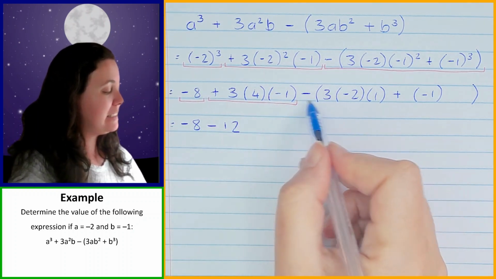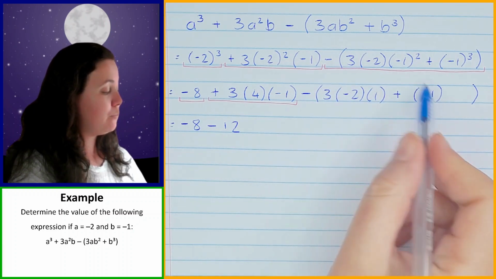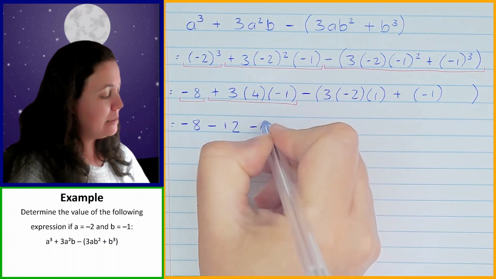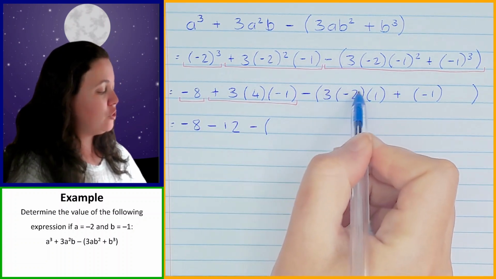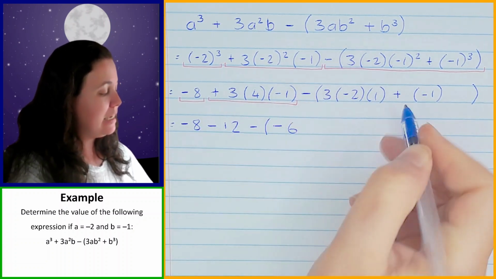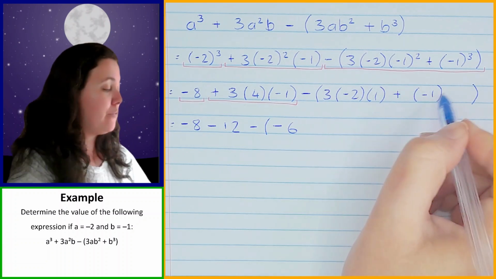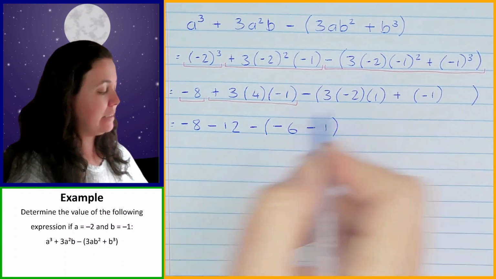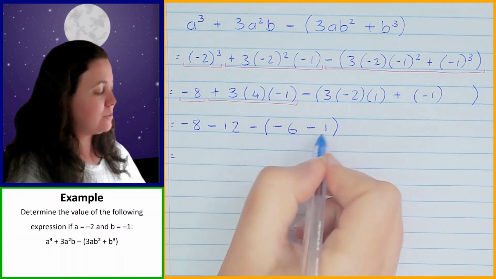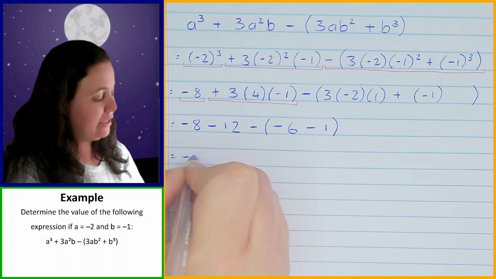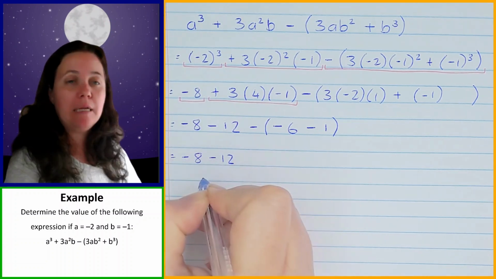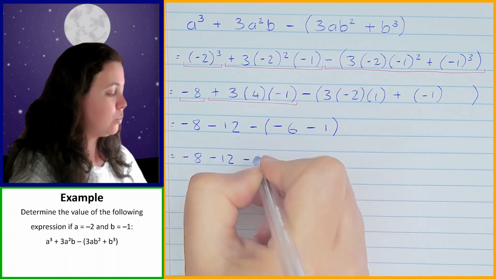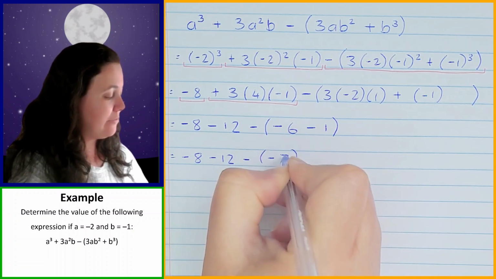Then over here, I need to still go and simplify what's inside the brackets before I can get rid of the brackets. Okay, so I've got negative. Then over here, 3 times -2 times 1 is -6. And then if I add a negative, it becomes negative. So it's -1. Okay, so now we're going to go and simplify the last part of this. So I've got -8 minus 12. I'm not going to do anything with those yet. But over here, I have minus -6 minus 1 is -7.